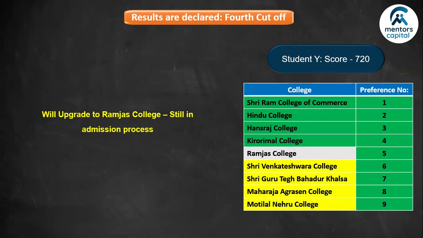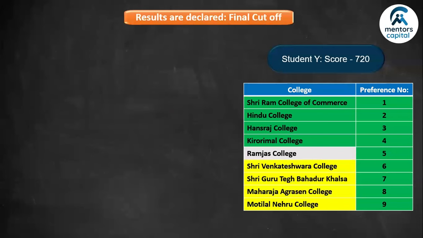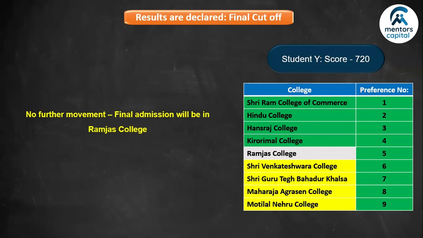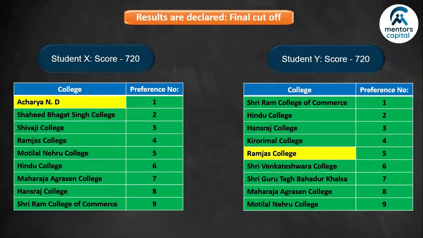Till the final cutoff is over, he's still in the process, as long as there are some colleges left in his preference list which are better than the college he has already taken admission into. Now, let's say this is the final cutoff. No movement, as in this is the best college he's getting into. So now his final admission will be in Ramjas College. So this is what happens in a preference sheet. I hope the example made it clear to you.